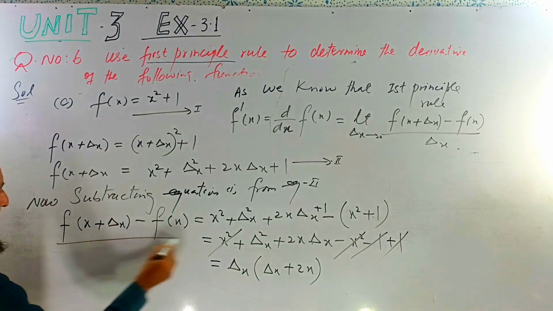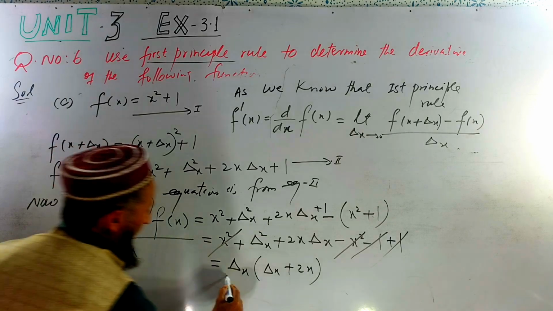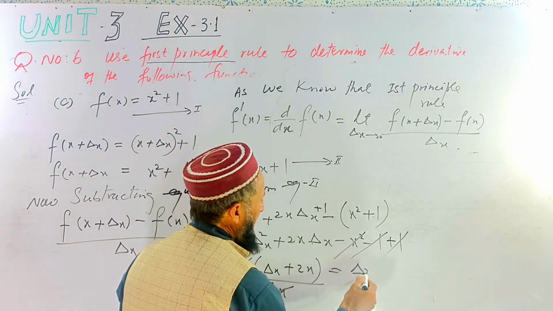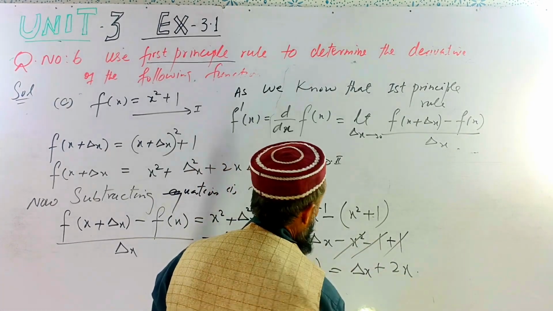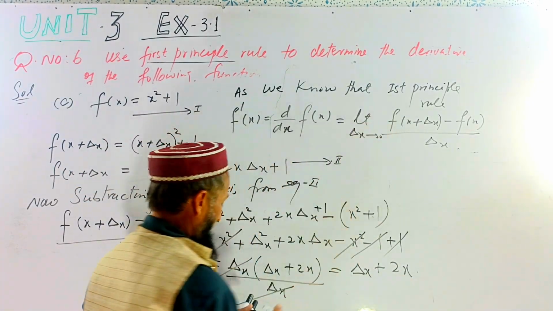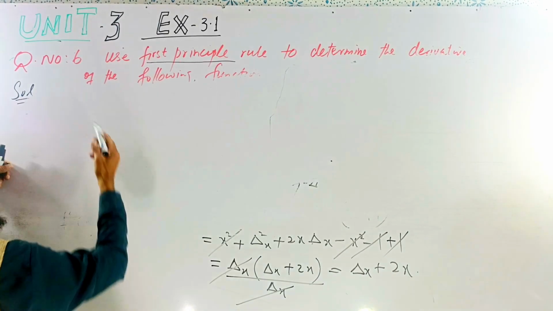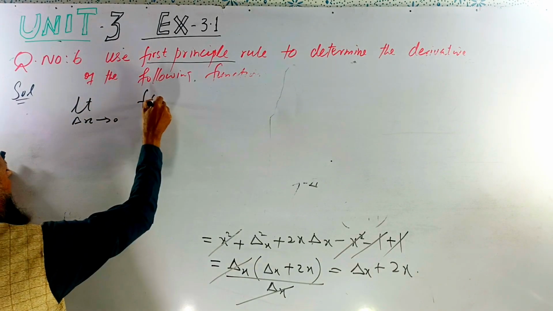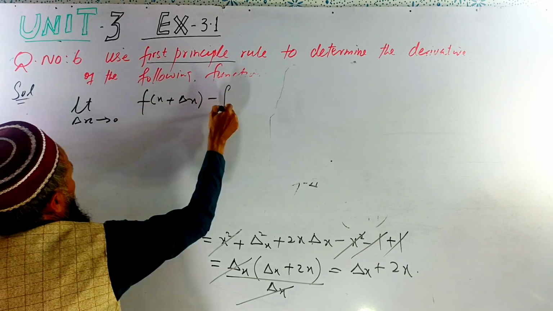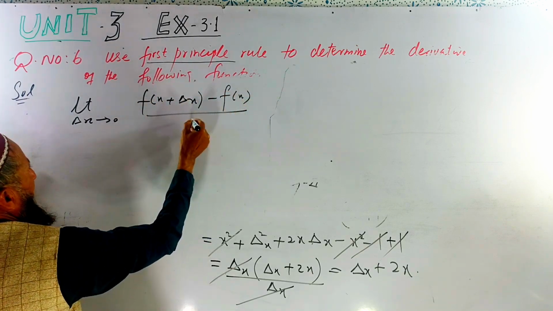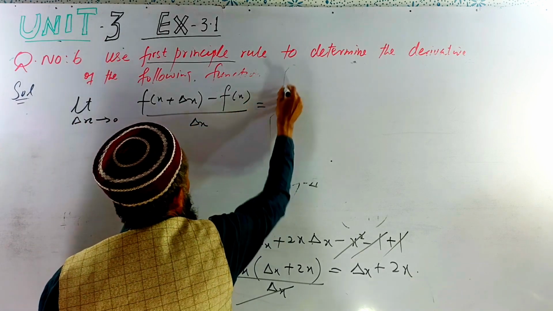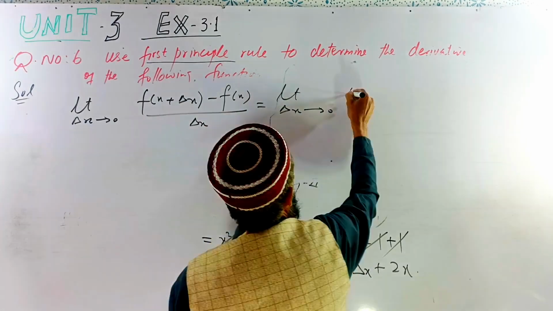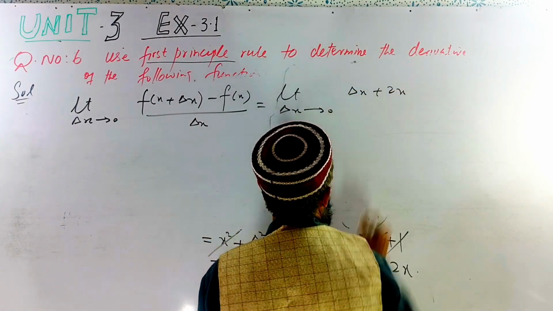Now we divide both sides of this equation by delta x. Delta x is cancelled, and we get delta x plus 2x. Now we apply the limit on both sides of this equation: the limit as delta x tends to 0 of f of x plus delta x minus f of x, divided by delta x, is equal to the limit as delta x tends to 0 of delta x plus 2x.